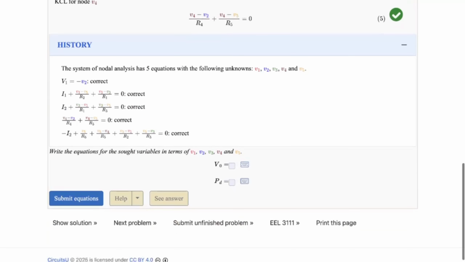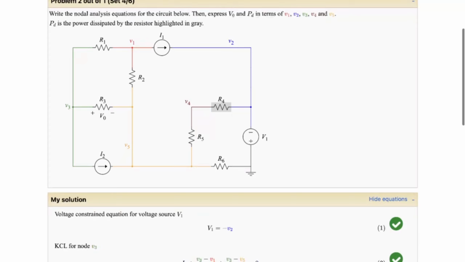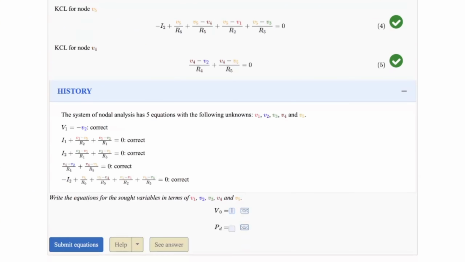Perfect. All right, now I've got to compute the solve-for variables. And that is V naught and the power dissipated by the resistor. Let's start with V naught. And that's over on the left-hand side, kind of in the middle. It's the voltage across R3 with the positive end on the left, negative on the right. So V naught is going to equal the potential on the left minus the potential on the right, and that is V3 minus V5.